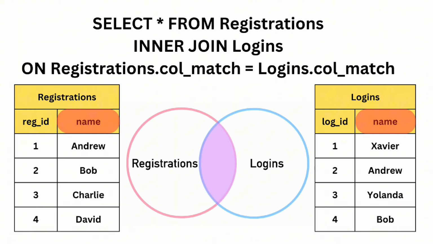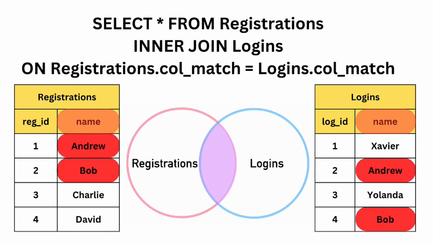So logins dot name. And keep in mind, you could swap any of these orders around because it's an inner join, it's symmetrical. It doesn't really matter if we're saying select from registrations, inner join on logins, or select from logins, inner join on registrations. And you can also swap around that on equals sign to be something like on logins.name equals registrations.name. Okay, so here we're just generally showing the syntax, and we're looking at that name column.